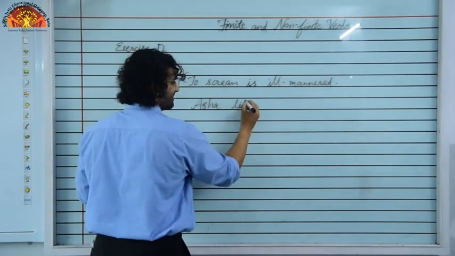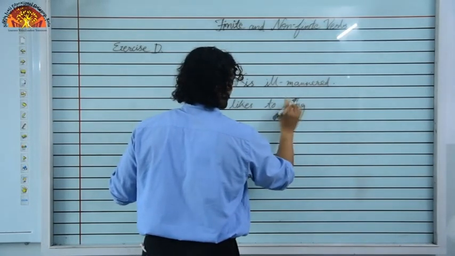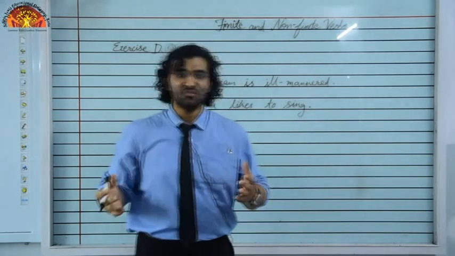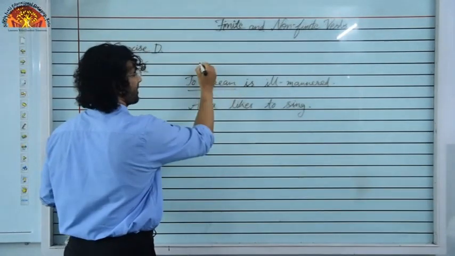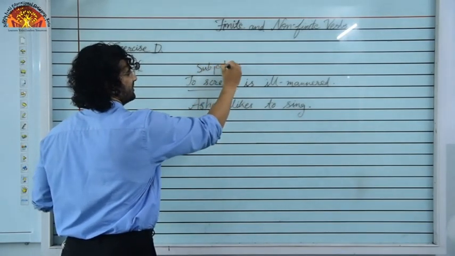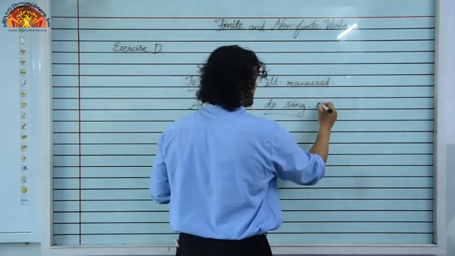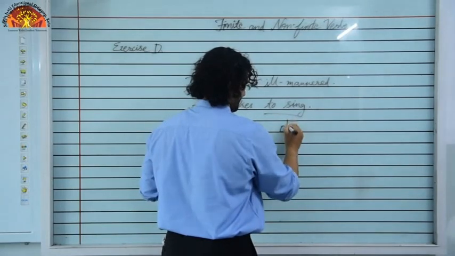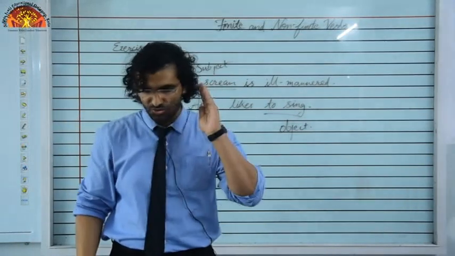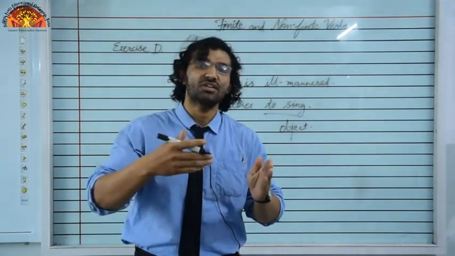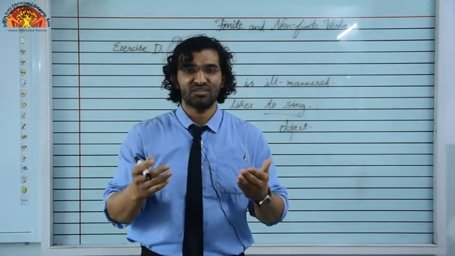Asha likes to sing. So here we have two examples: To scream is ill-mannered, and Asha likes to sing. Here, to scream is working as a subject, while in Asha likes to sing, to sing is working as an object. This is one of the characteristics of infinitives. And what are infinitives? Repeat after me: to plus the base form of a verb, they are infinitives. Now we will do that exercise.